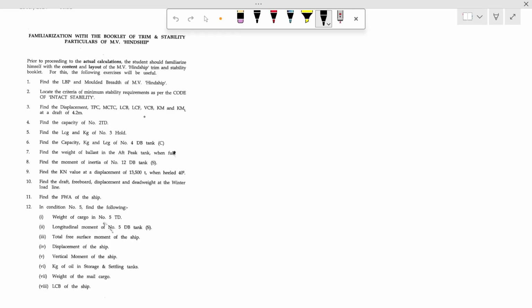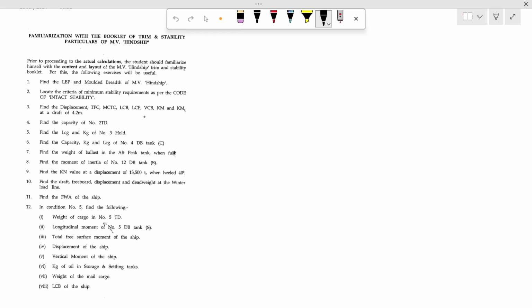In this video we will start with the familiarization of the trim and stability booklet, because when we are solving any questions we have to find the values from that booklet, and if we don't know from where to take these values, then it's obvious that the answer will be wrong. So it's very important to familiarize with the booklet. In MV HINDSHIP they have given these few questions to familiarize with the booklet, whereas if you are solving ship stability by Captain Subramaniam, you will get the dimensions of the ship or any value mentioned in the questions.